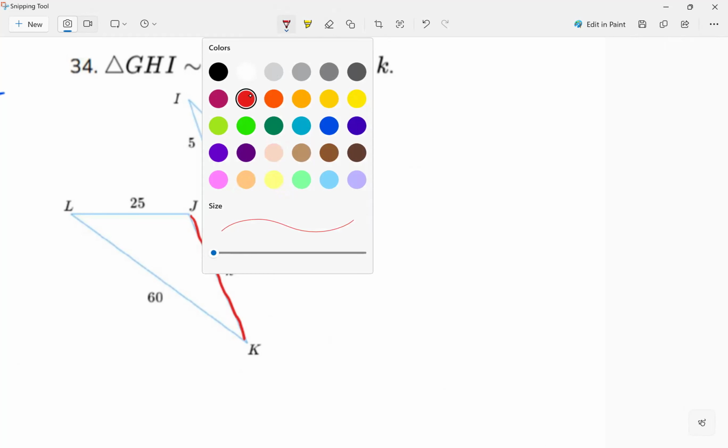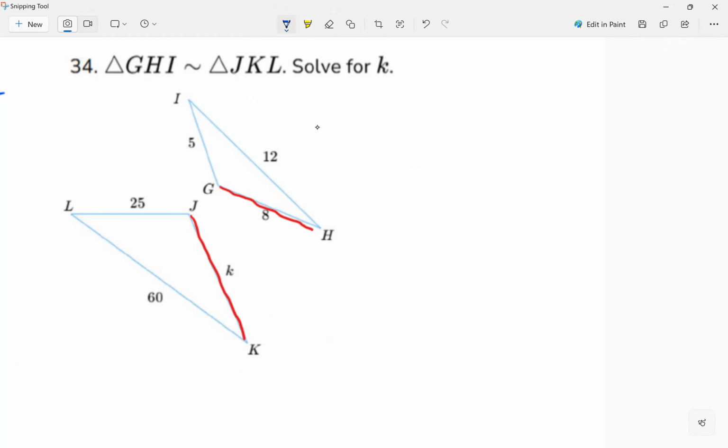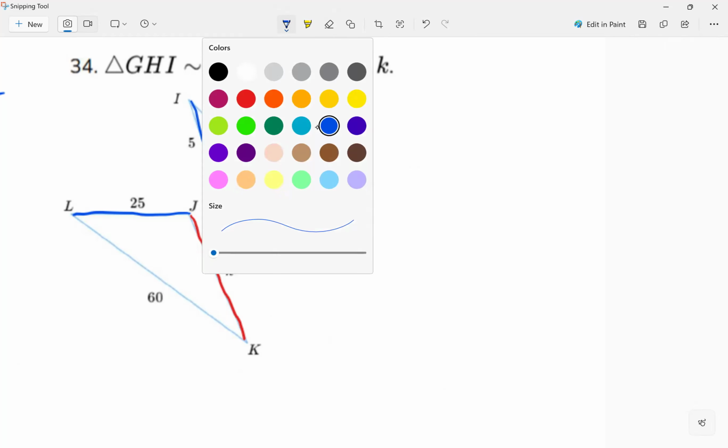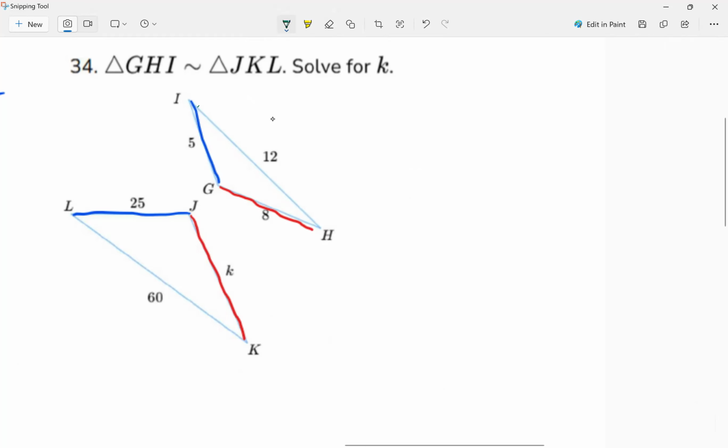Okay, another side that is proportional. Let's see. I'm going to say 25 is proportional with 5. I'm erasing the middle letter, so LJ or JL is corresponding to GI. And lastly, I'm going to say that this 12 is corresponding with 60. I did color code it so you guys can see what goes with what.